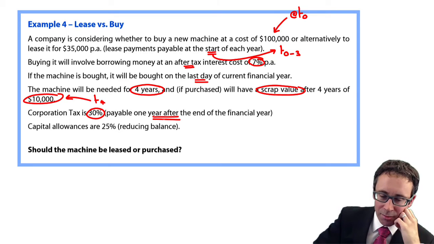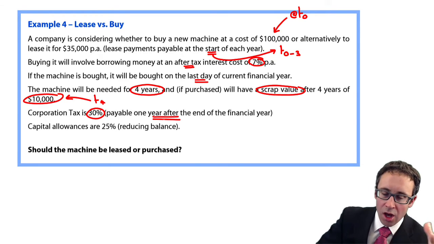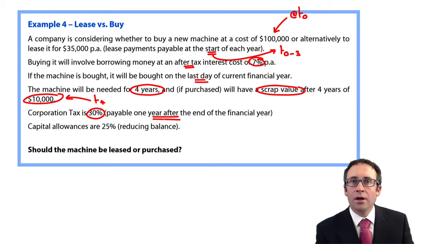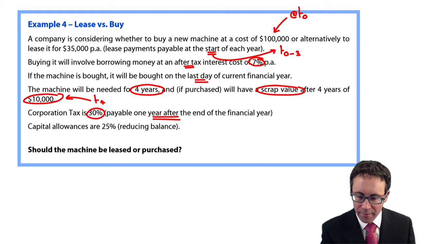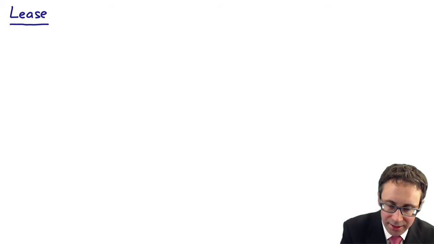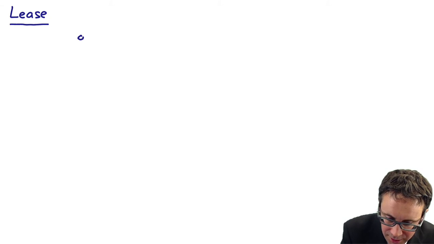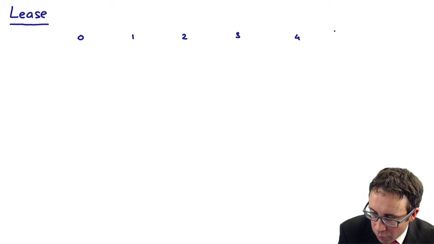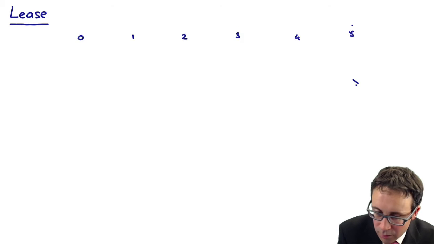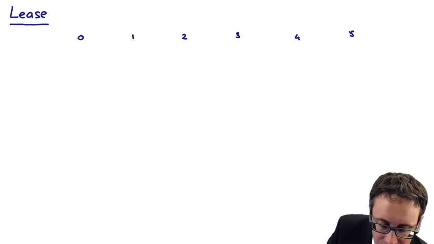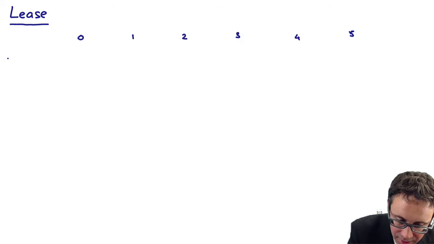Capital allowances, so your tax depreciation is there, 25%, reducing balance. Okay, excellent. So what do we do? We've got all the information that we need. If we're going to lease the asset, so where there is it T0, if I can squeeze it on 1, 2, 3, 4, 5. Just don't forget that 5th year is the tax.